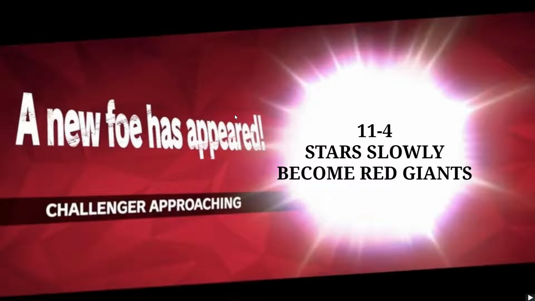11.4, stars slowly become red giants. Remember, we're looking at the life patterns of stars. 11.1 was talking about how stars form. Remember, they form from the gravitational collapse of clouds of dust, and that can be from other stars or dust floating out there in nebulas and stuff like that. In 11.2, we know that most stars shine through their lives by converting hydrogen into helium through nuclear fusion. We looked at that a couple chapters ago with the proton-proton chain. That's how most stars shine throughout their lives.